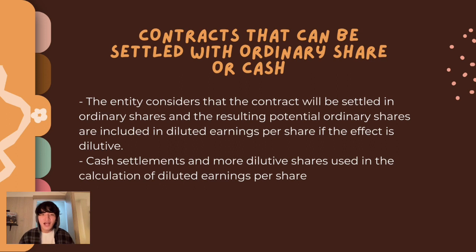Okay, in this slide, there are two types of contracts that can be settled with ordinary shares or cash. The first one is that the entity considers that the contract will be settled in ordinary shares, and the resulting potential ordinary shares are included in diluted earnings per share if the effect is dilutive. And the second one is cash settlement, and no more dilutive shares are used in the calculation of diluted earnings per share.